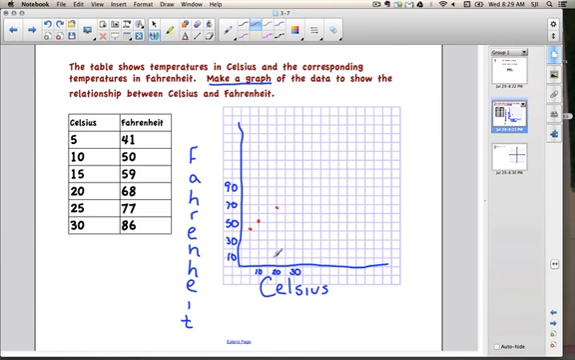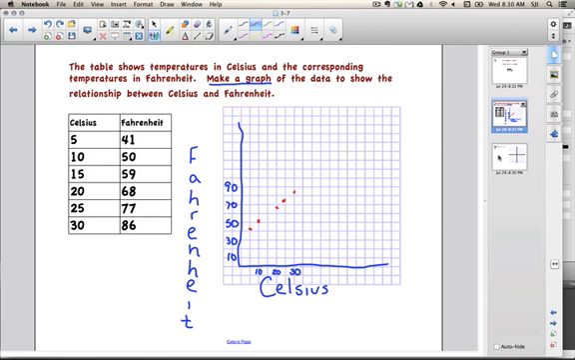We have 25 and 77, so here's 25. 77 is going to be just a little bit before 80. And the last one is 30 and 86. Here's 30, and 86 is going to be, if 80 is here, 86 is going to be right about there. And now we've made a graph showing the relationship between Celsius and Fahrenheit.